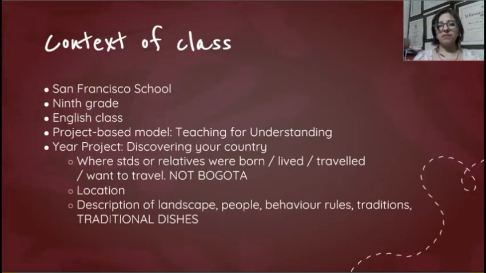In this part of the project, they had to prepare some important information about the place they chose. It was the location of that place, characteristics of the landscape, what humans had done there in terms of construction, technology and pollution, main characteristics of people at that place, behavior rules, traditions, and of course, traditional dishes.